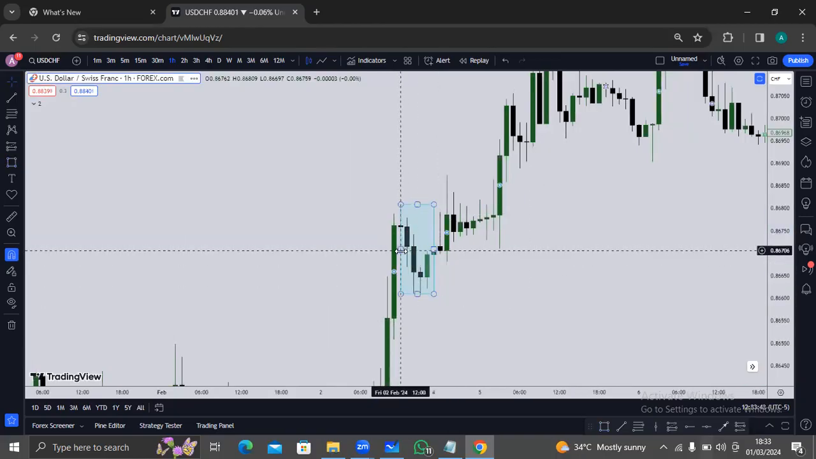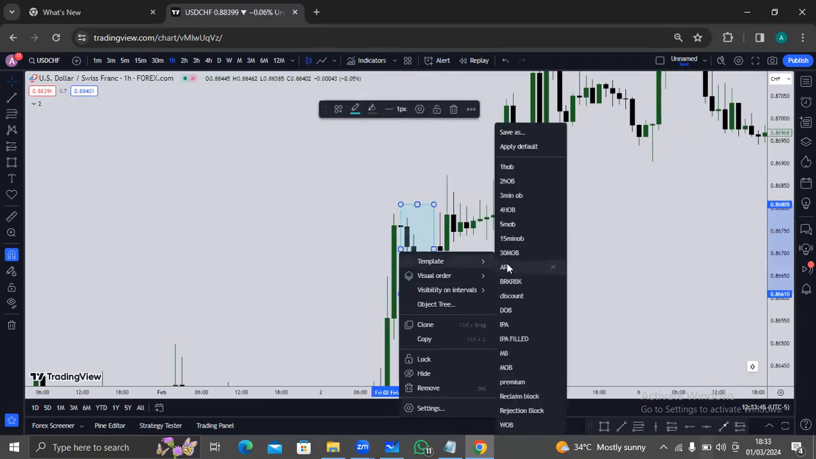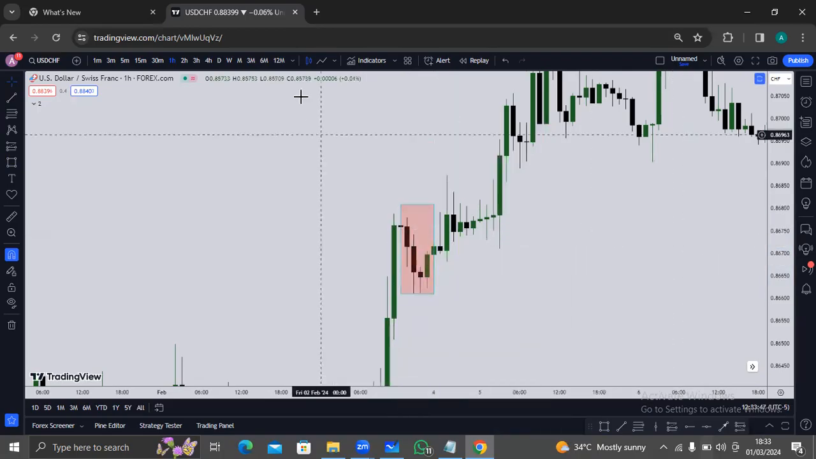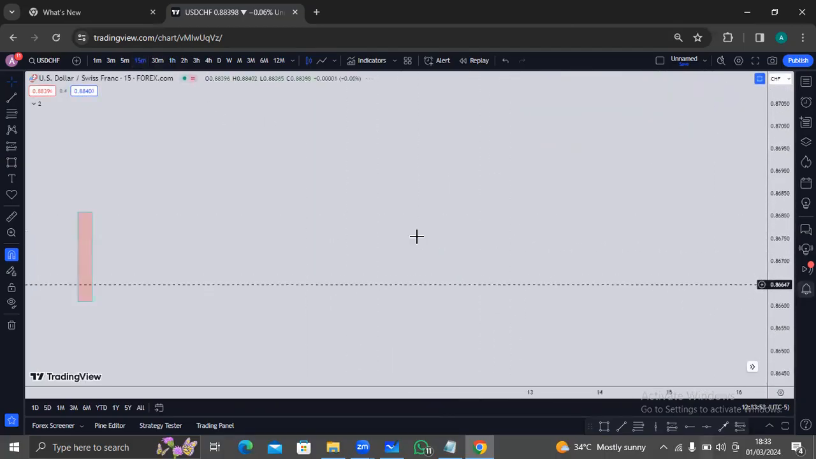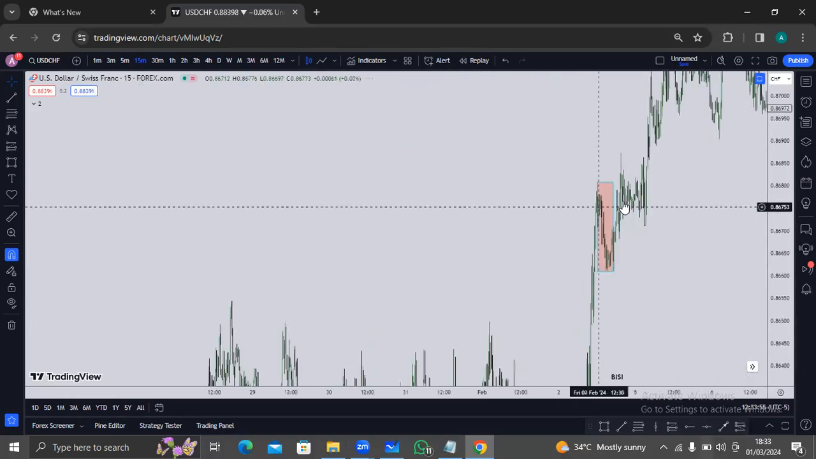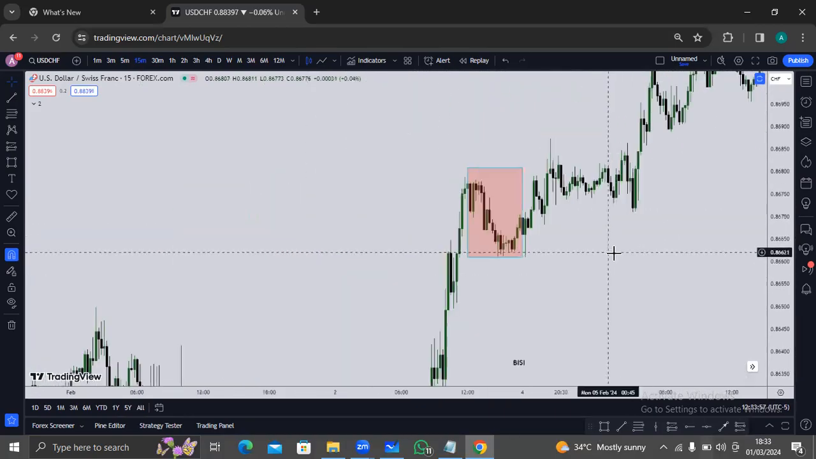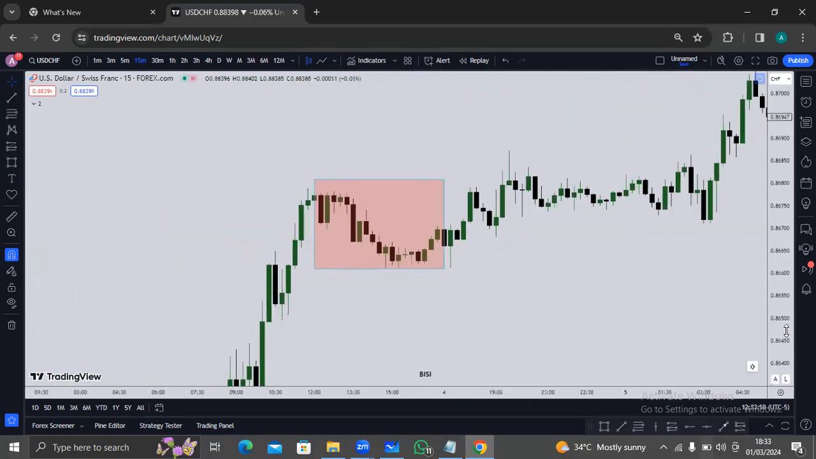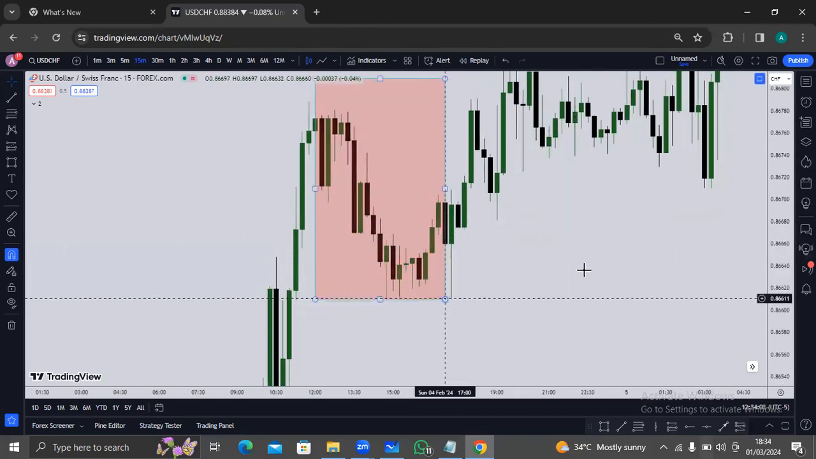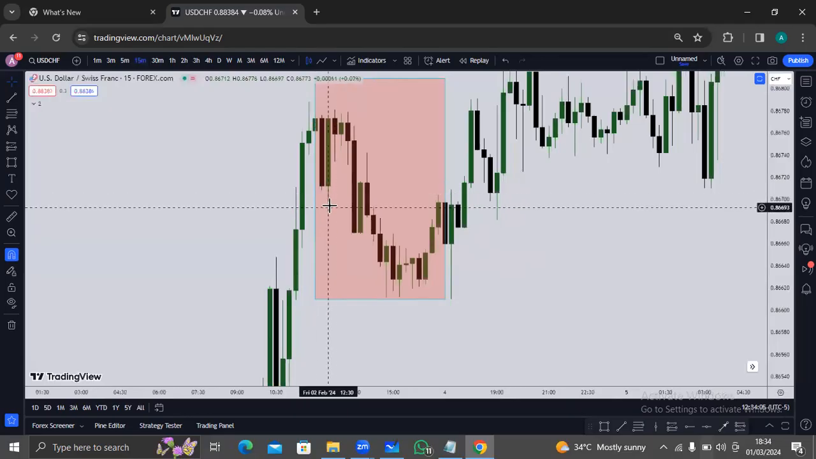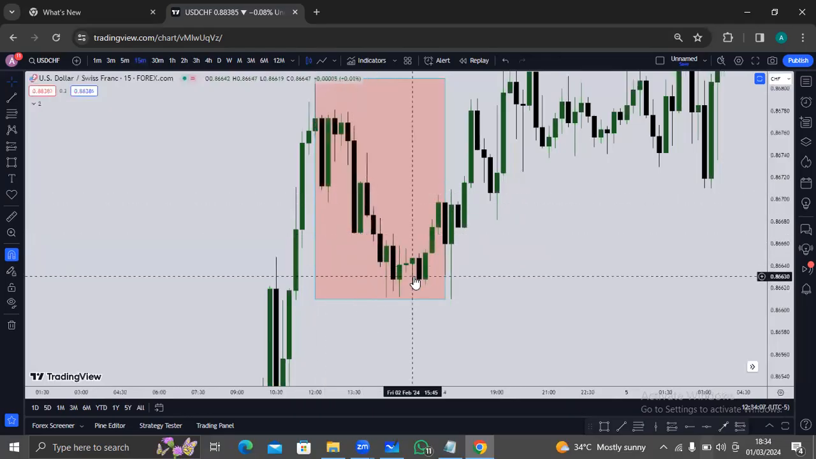So let's just quickly go down to the 15 minutes and see what we can have here. Over here, yes, we have price action. And here you see liquidity is being raided through. This liquidity was raided, this liquidity was raided, this liquidity was raided.